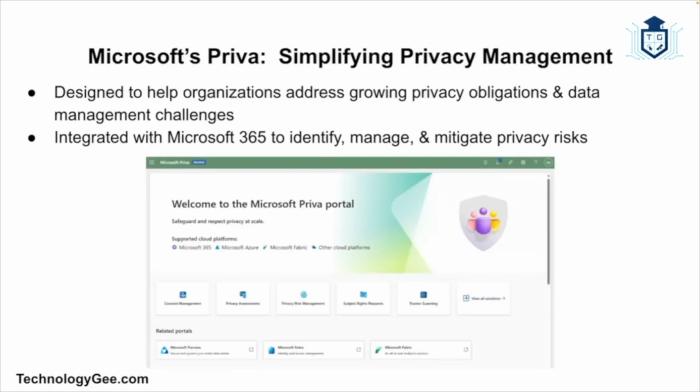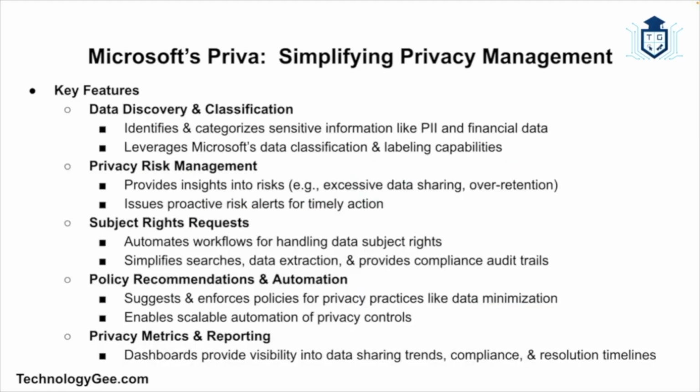As privacy regulations evolve and data volumes grow, organizations face increasing challenges in meeting their privacy obligations. Microsoft Priva is an innovative solution designed to help organizations identify, manage, and mitigate privacy risks within their digital environments. So what is Microsoft Priva? Well, Microsoft Priva is a privacy management solution integrated into Microsoft 365. It provides tools and insights to help organizations protect sensitive data, address regulatory requirements, and foster a culture of privacy awareness.